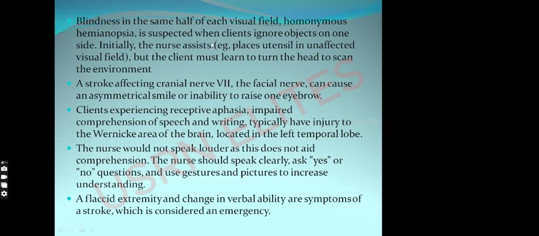All right. A stroke affecting cranial nerve 7, the facial nerve, can cause an asymmetrical smile or inability to raise one eyebrow. So when they give you a condition and they mention some of these things, how would you know which cranial nerve is affected? That is why I'm encouraging all of us to go and learn about the cranial nerves.